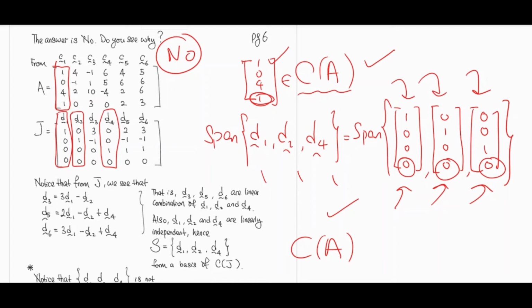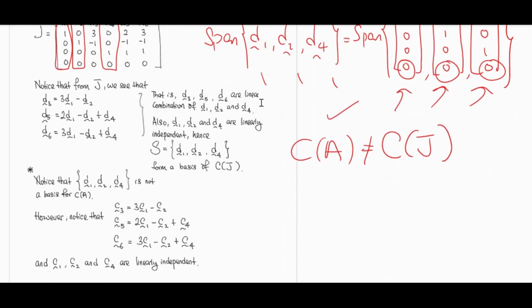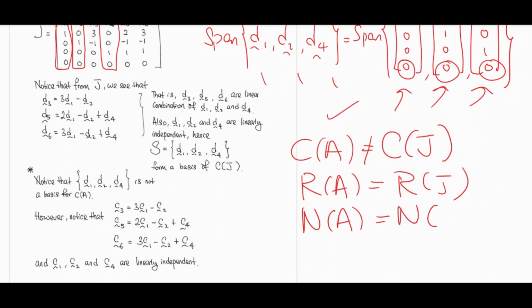Because of that, we can see that the column space of A and the column space of the RREF matrix of A, which we call J here, are not the same. So this is different. For the row space, the row space of A and the row space of the RREF of A are the same. The null space of A and the null space of the RREF matrix are the same, but not for the column space.